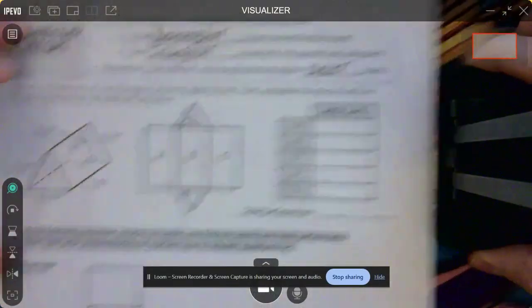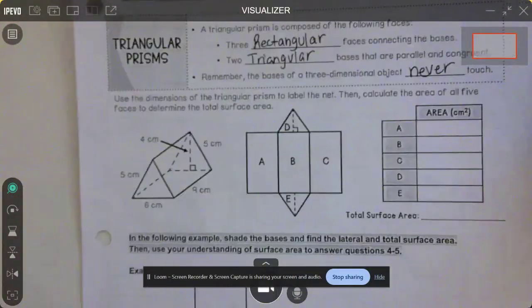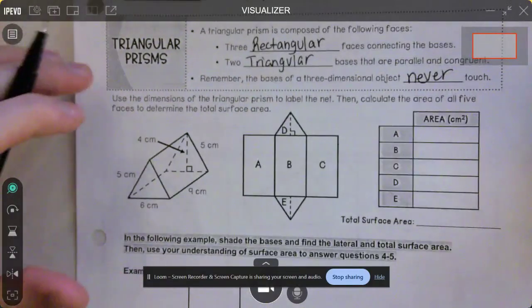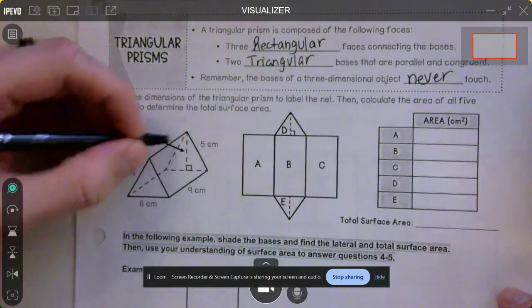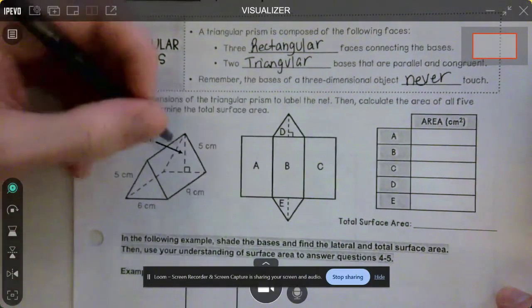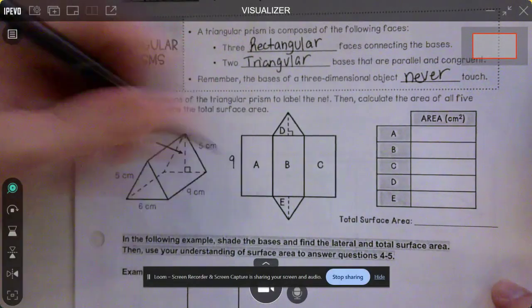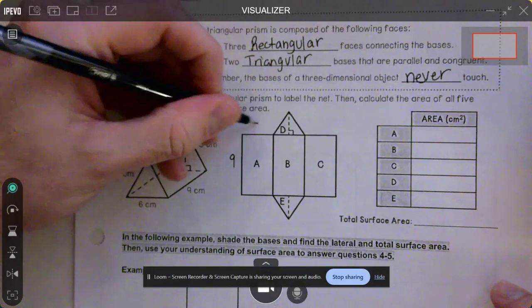So now we're looking at this 3D triangular prism, and we need to label the net with the dimensions and then find the total surface area. So A is this left side of the rectangle. So if we look at the dimensions of this rectangle, it would be 9 by 5.